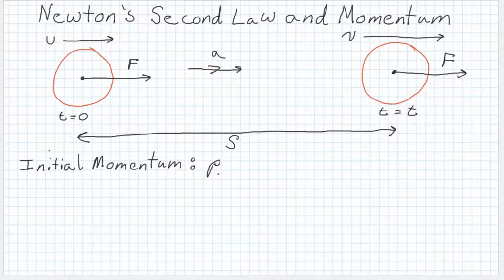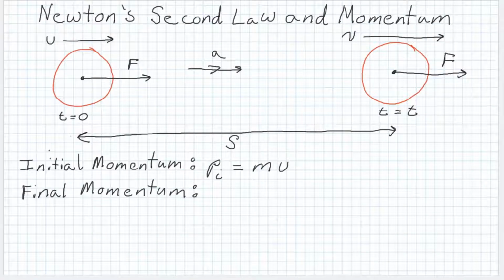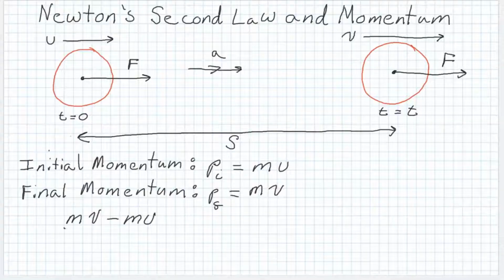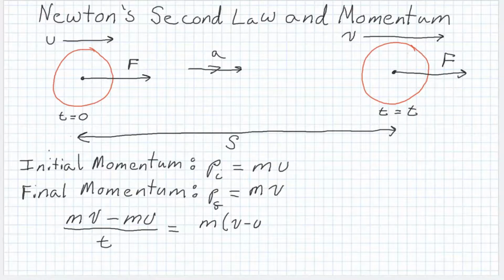So the initial momentum of our object is equal to its mass times its initial velocity. And the final momentum for our object is equal to the object's mass, remember the mass wouldn't change over this, times its final velocity. So if we calculate the impulse, the final momentum minus the initial momentum, and how that changed over the time period, t, we can factor out the mass, because it's the same throughout the entire happening.